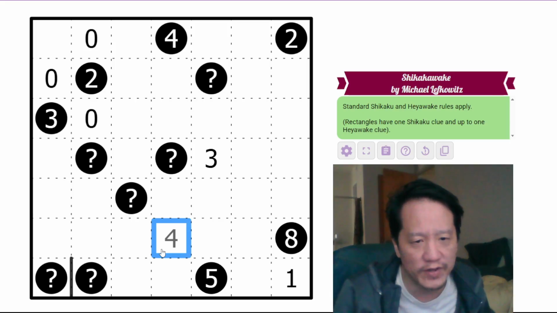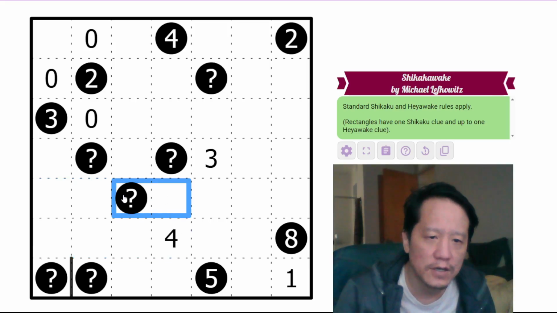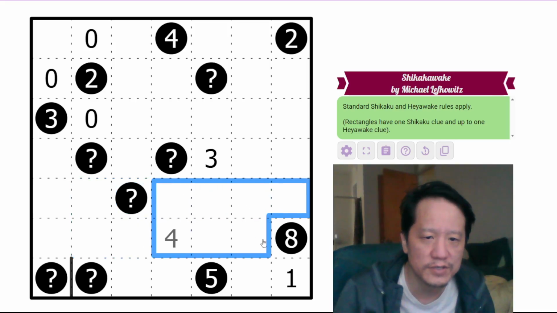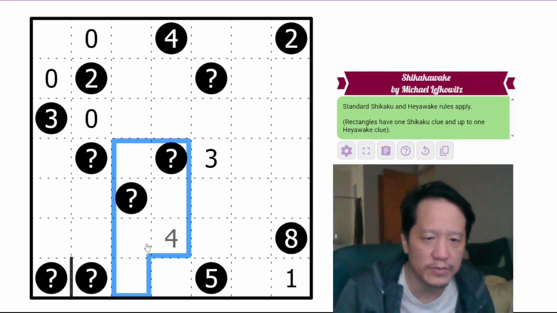So it must be part of 8. So either it's part of this 8, this 8, this 8, or this 8. It cannot be part of 8 going this way.